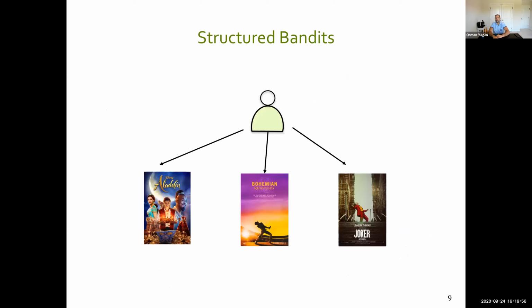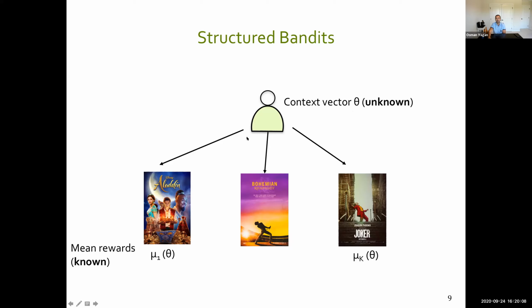Okay, so let's start with the structured bandit case. As I mentioned, this is the contextual bandit-like setting, except we don't have the context. So it's a hidden context version of the contextual bandit. But what we assume known is the mean rewards of different arms. I don't know the user's context, but I know, as a function of that, the mean reward of this arm and this arm and so on.